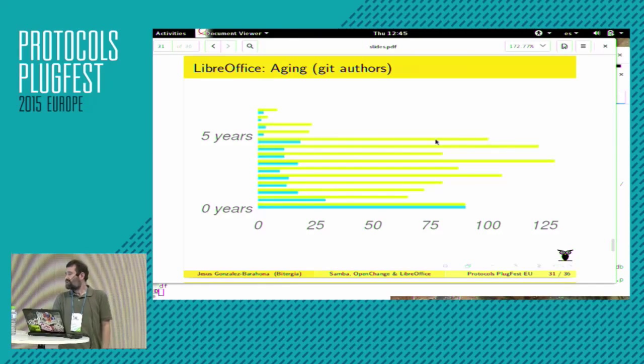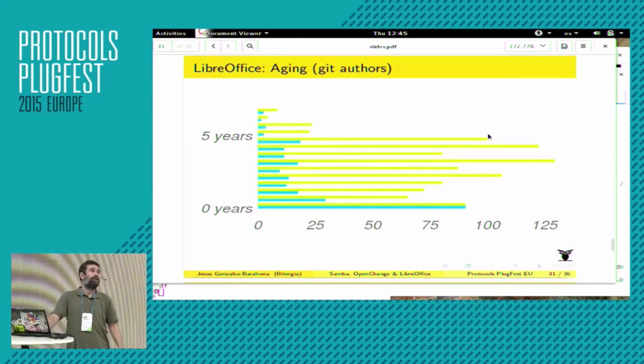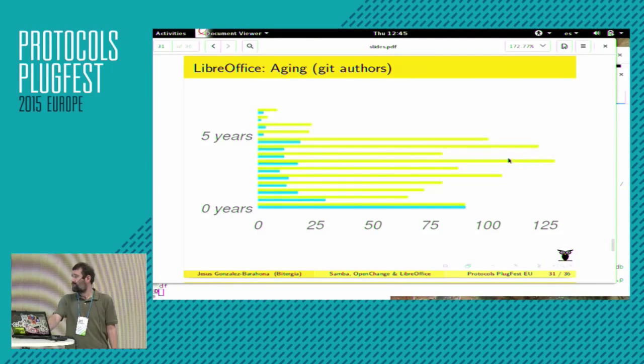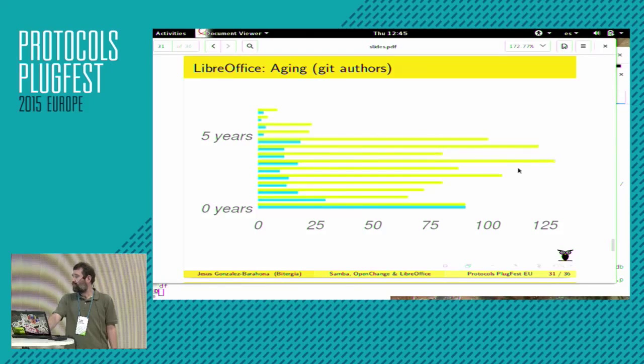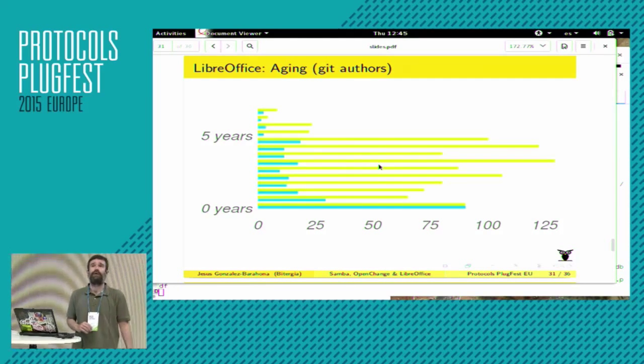So you can see how, like 5 years ago, like 100 people were joining, were being authors for the first time in the project. So like 4 years or 3 years ago, whichever, they were even 125. Now they are a bit lower than that. So this is, in some sense, the attraction of the project. So how many people enter the project every period.